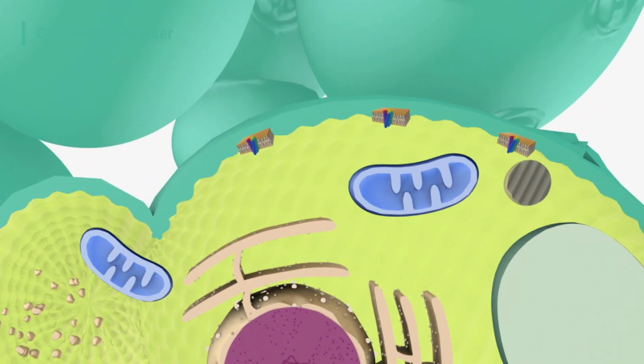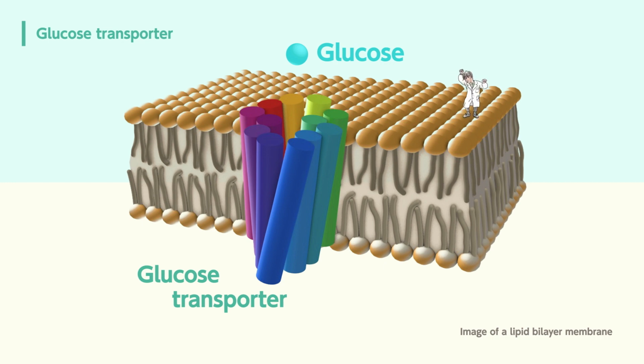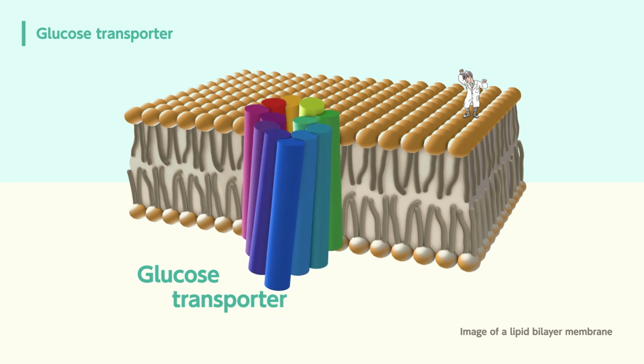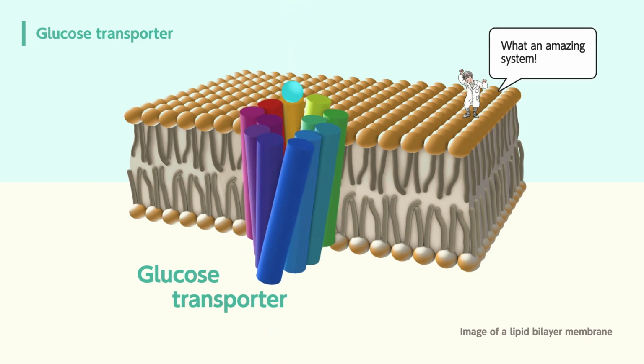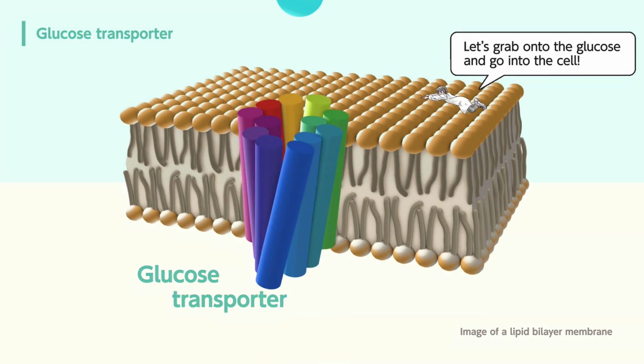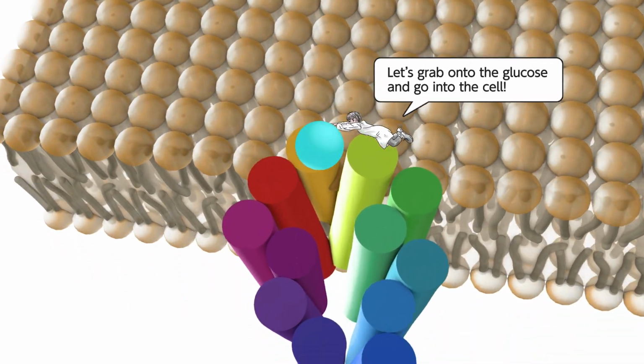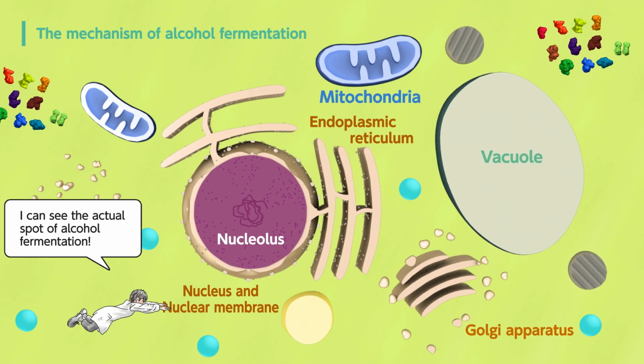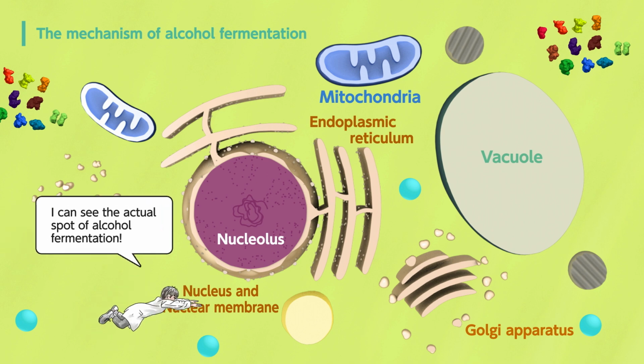This is the glucose transporter of a yeast cell. It is a protein found inside a lipid bilayer, a type of cell membrane, and it transports monosaccharides into the cell. This is how glucose enters the cell. Let's go into the yeast cell together with the glucose. Now we are inside a yeast cell.